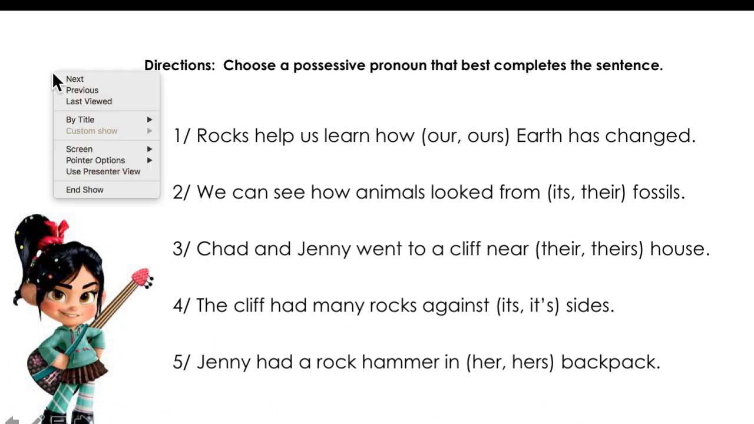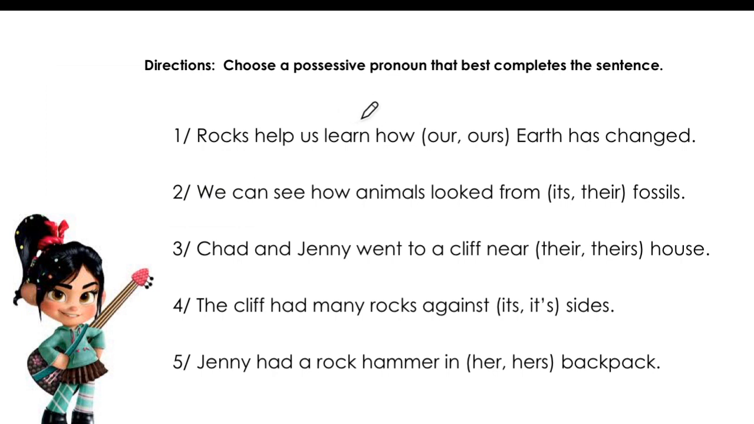Now you have to choose which pronoun you will use, the one with the noun or the one that stands alone. Rocks help us learn how our earth or ours earth has changed. The word earth, is it a noun? Yes, it is. That means which one will we use? Our or ours? The one without S. Our earth.